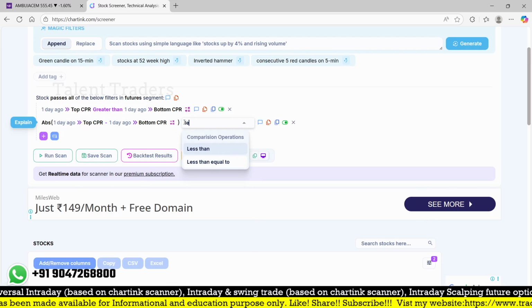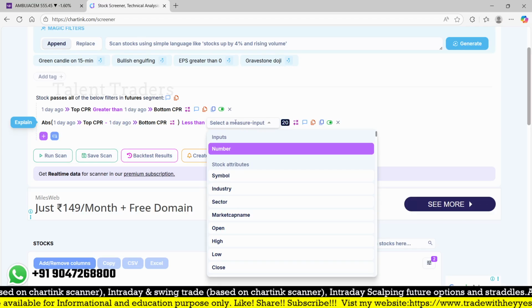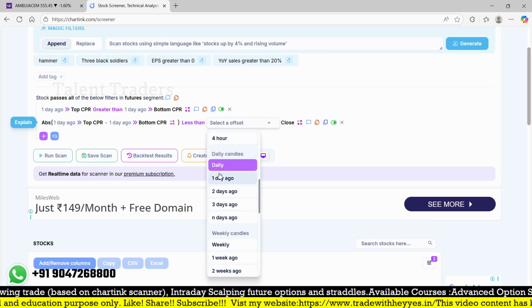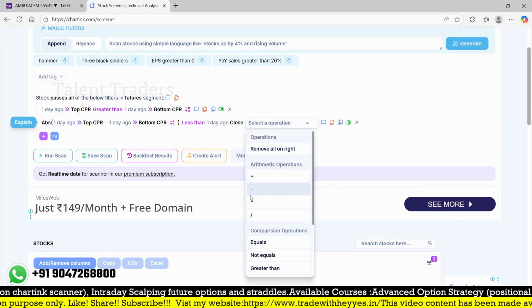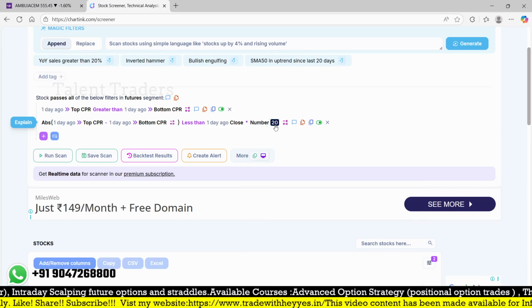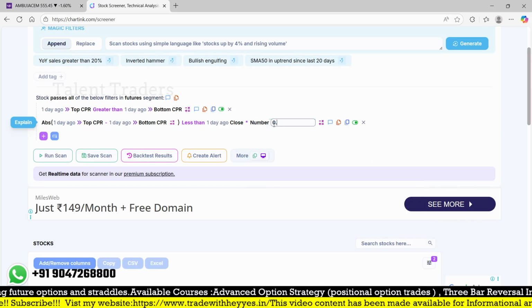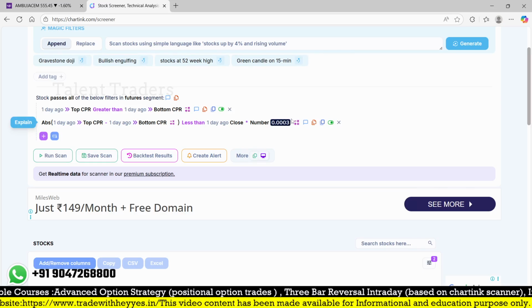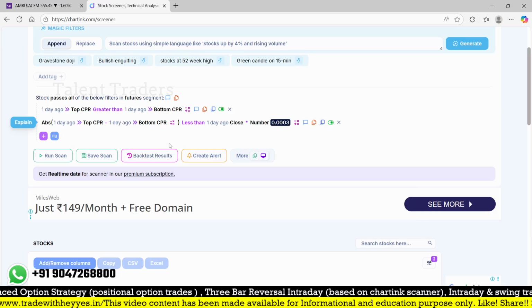So here we are using less than the closing of one day ago, that adjustment. So why are we using a number in this kind of condition? So we can adjust and change the distance of that particular stock. So you can add or increase or decrease to find better narrow CPR stocks.